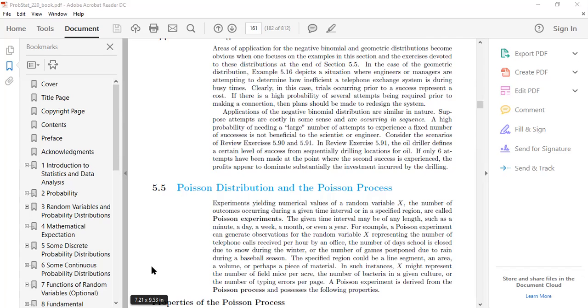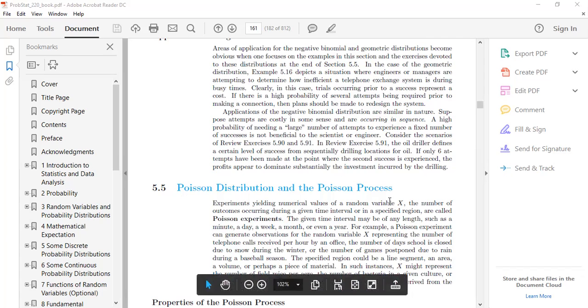Specific region means in some locations like this, that is called the Poisson experiment. And the random variable and distribution associated with this one, that is called the Poisson distribution. That is the Poisson distribution. Now you can read this one. X is the random variable, the number of outcomes occurring during a given time interval or in a specific region, and that is called the Poisson experiment.